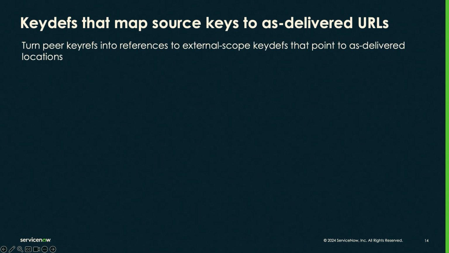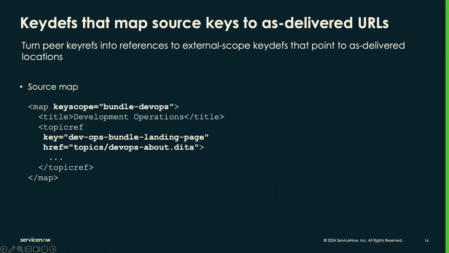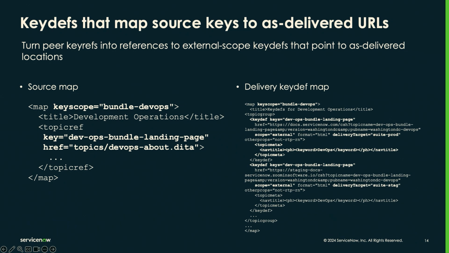All right, so our key defs are maps that map source keys to the deliverable URLs, right? So here's my source map. My map has a key scope at its root, which says which publication it is. And I've got a topic ref with a key that gets me to some topic. What that becomes is my deliverable key def map. My map has the same key scope, right? So this is bundle DevOps, same key scope bundle DevOps, but now I have a set of key definitions for the same key that get me to all the different places that topic might be published.